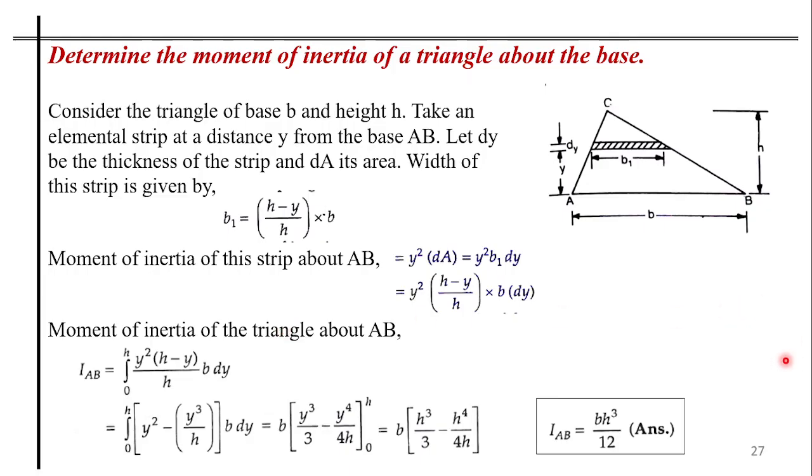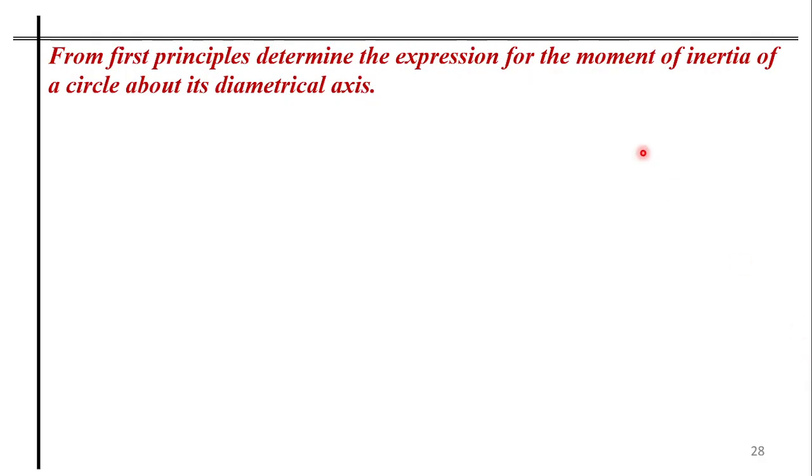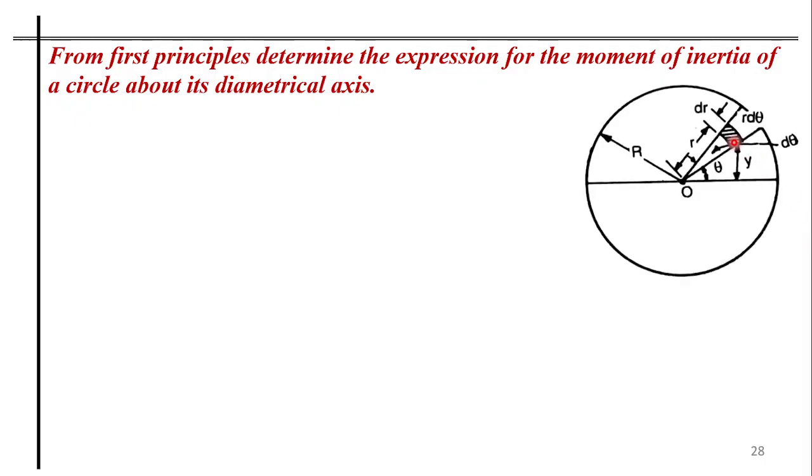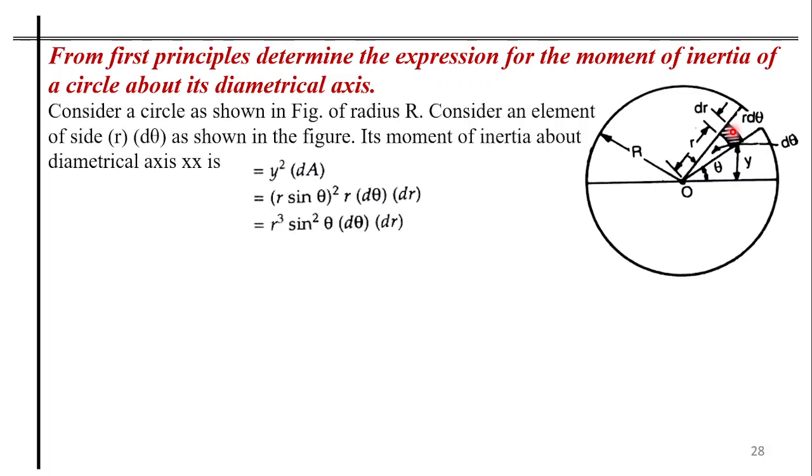Similarly, for the circle about its diametrical axis, again we are taking out a small area. So dA is going to be r d theta into dr. We are going to take out its moment, y square dA, which is (r sin theta) whole square into r d theta into dr.